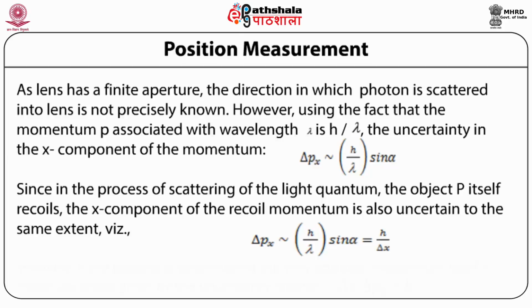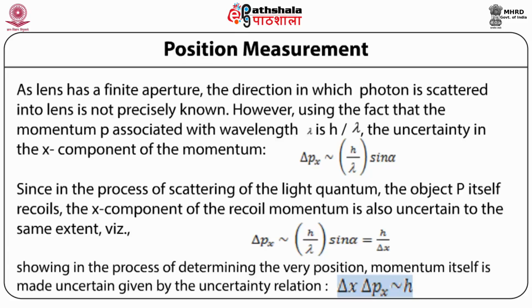That means that delta px is of the order of h by lambda sine alpha, which is equal to h by delta x, where h by delta x is the uncertainty in the recoil momentum of the particle, showing that in the process of determining the very position, momentum itself is made uncertain, given by the uncertainty relation. Delta x, delta px is approximately equal to or of the order of h cross, where h cross is h by 2 pi and h is the Planck's constant.